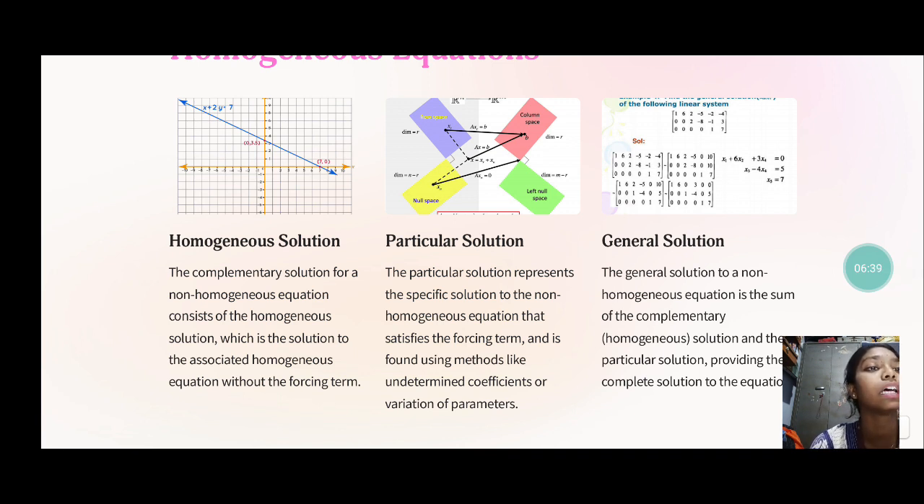General solution. The general solution to a non-homogeneous equation is the sum of the complementary homogeneous solution and the particular solution, providing the complete solution to the equation.